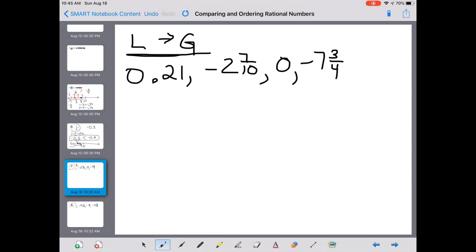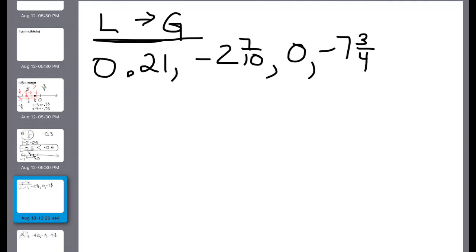So even though this is an ordering problem, it's pretty easy because there are no numbers in this set that have the same whole number. So as always, when I have several numbers, the first thing I like to do is separate them into positive and negative. So here we have a positive decimal, and we have 0, which isn't positive or negative, but it's a good dividing line between our positive and negative.